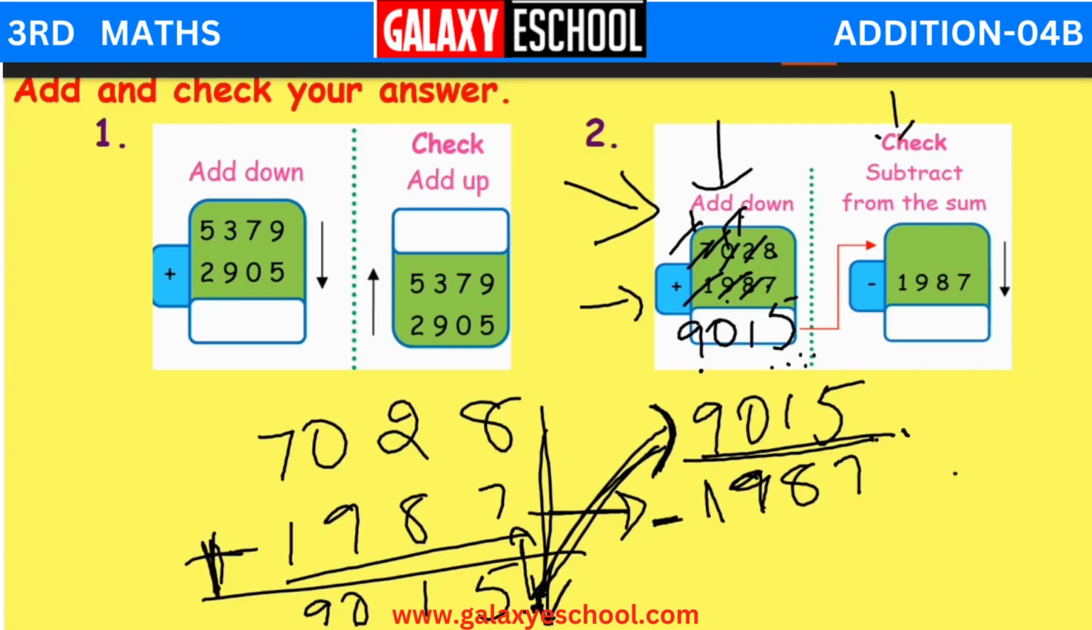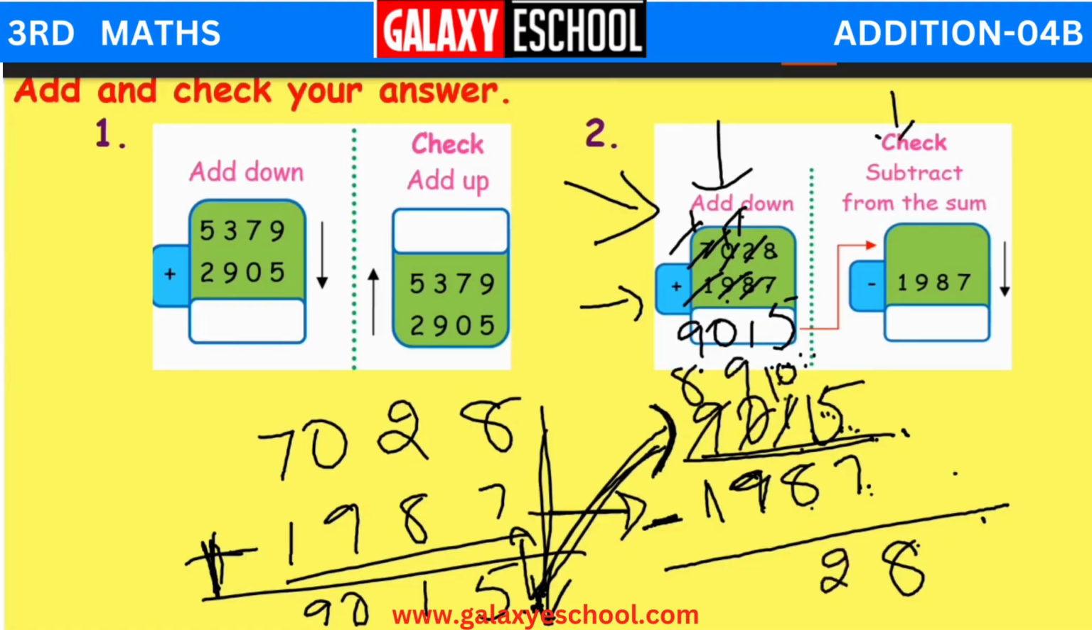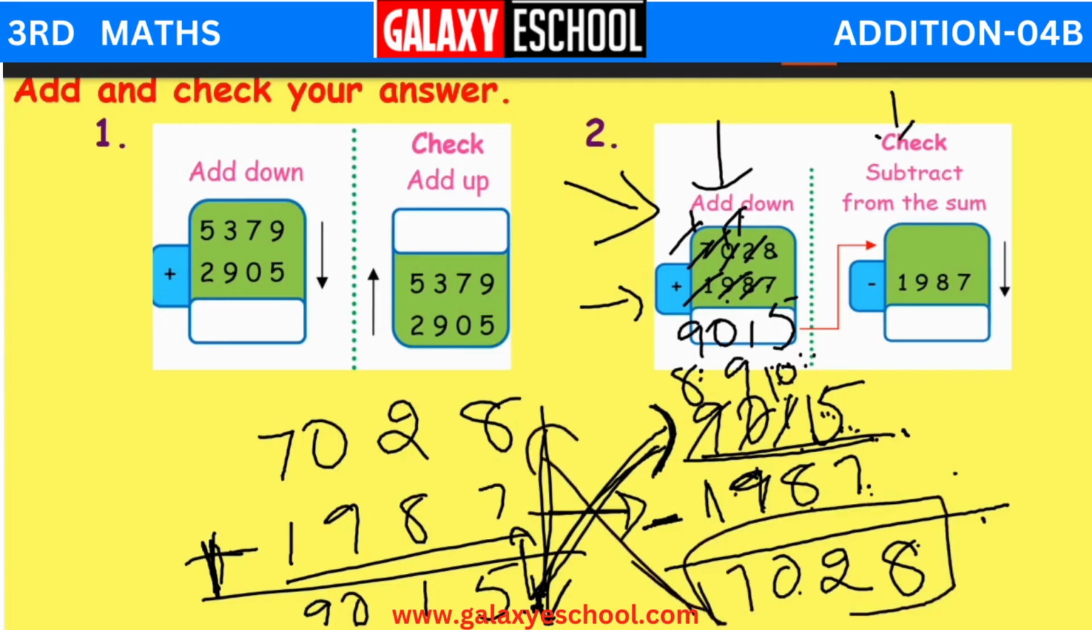Here we added, right? Now here we'll subtract the numbers. Now we cannot subtract 7 from 5, so we'll borrow from 1. So 5 becomes 15, 15 minus 7 becomes 8. Again we have 0 here. We cannot subtract 8 from 0, so we'll borrow. 0 becomes 10. 10 minus 2 is 8. Now 9 minus 9 is 0. 8 minus 1 is 7. What answer did we get? We got 7028. Yes, the first number here.